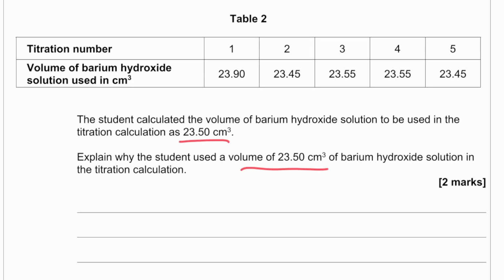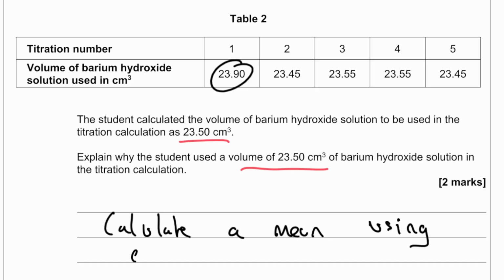With any titration, you're going to have lots of different numbers because you do repeats. You should spot straight away 23.9 is an anomaly. So how do you get 23.5? Well, essentially you calculate a mean, and that would be enough for 1 mark. But for the second mark, you need to allude to the fact that 23.9 is not used in this calculation. So therefore we want to calculate a mean using the concordant values, and concordant values means all the values, not including the anomalies. And that would be enough for the 2 marks.